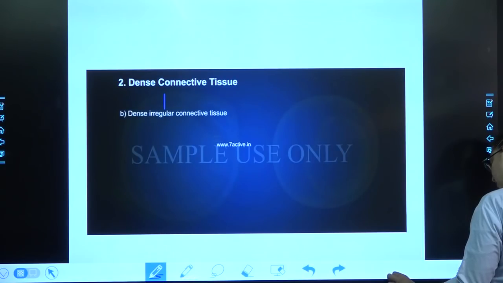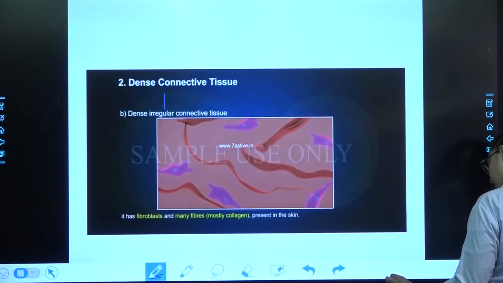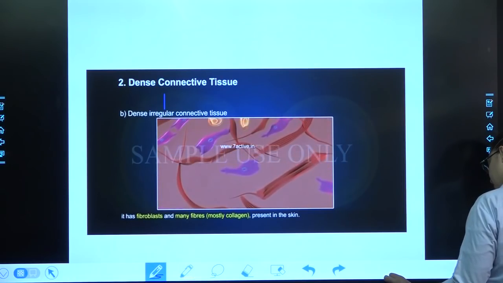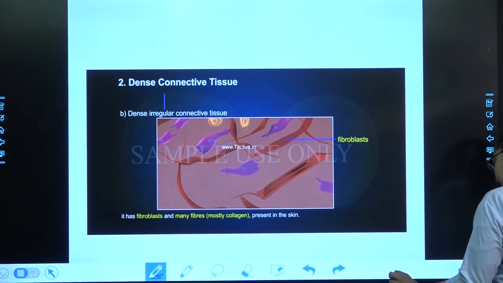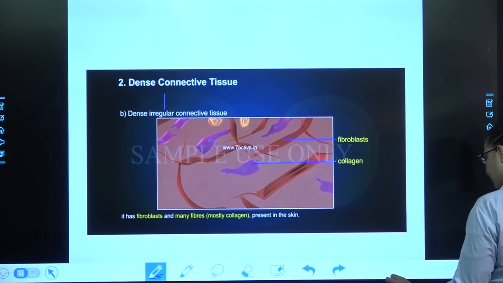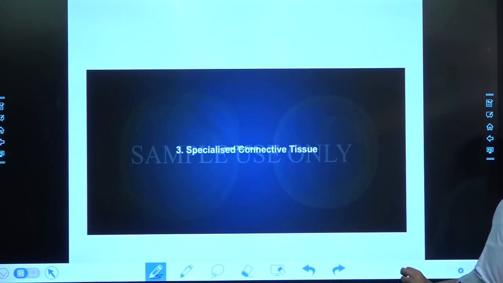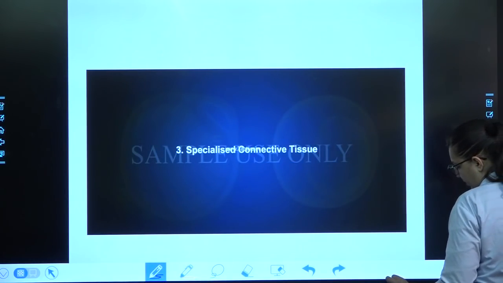B. Dense irregular connective tissue. It has fibroblasts and many fibers, mostly collagen, present in the skin. Three, specialized connective tissue.